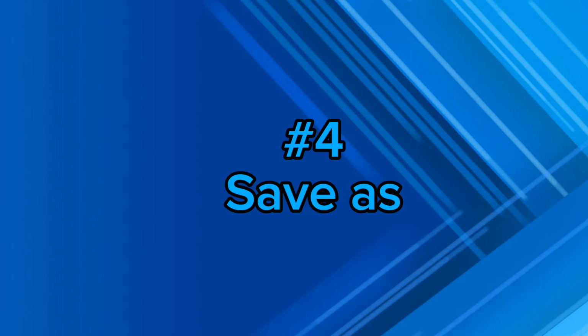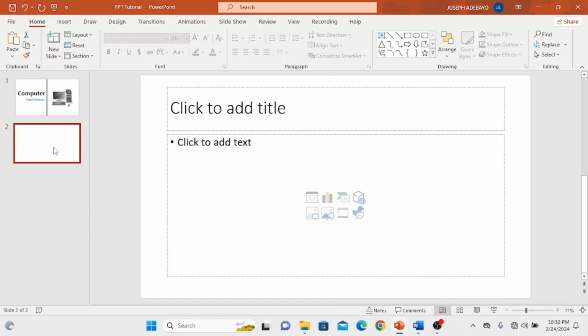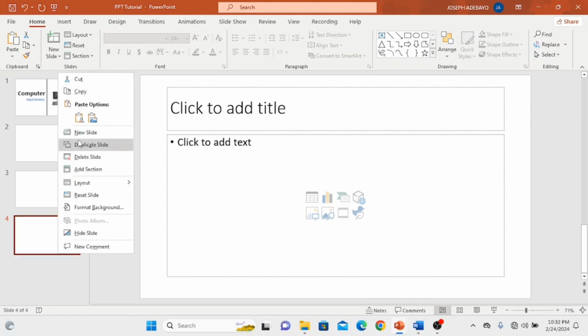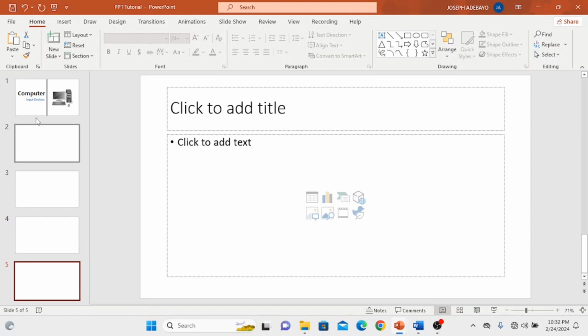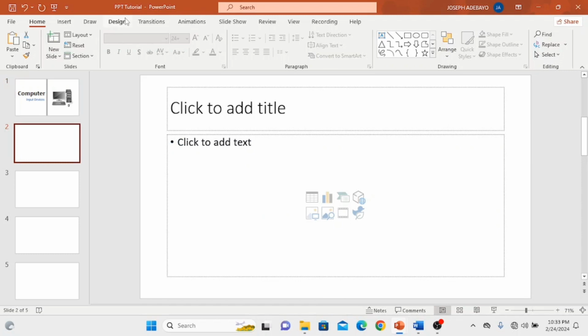Number 4, save as. Prior to this time, I've saved this PowerPoint slide, but now I'm adding another slide. So I wanted to add as many slides as possible. So I'm going to right click and click on new slide. I'm going to also right click and click on new slide. So I'm going to add one more slide. So I'm going to click on new slide, as you can see. So now this new one is now different from this one.